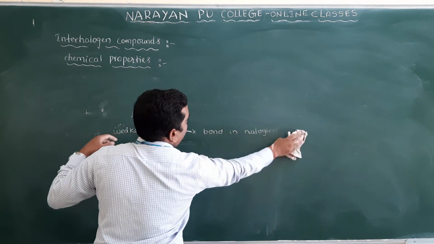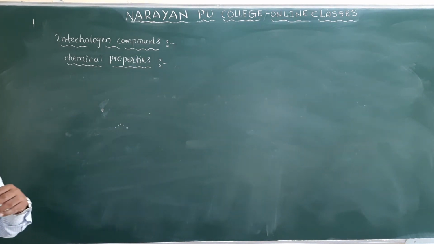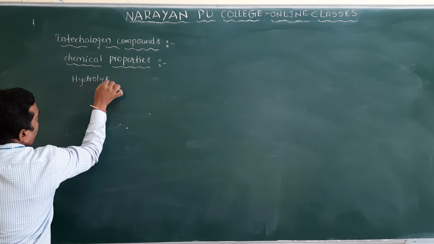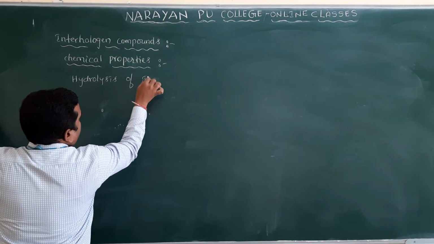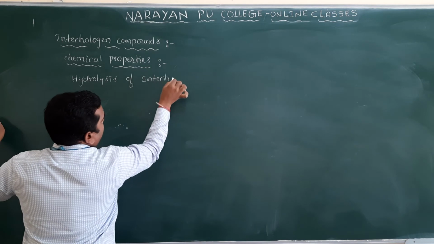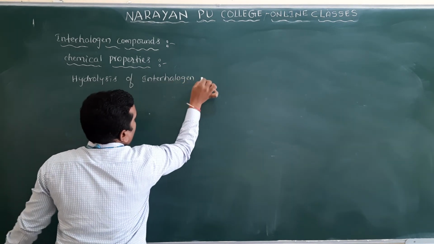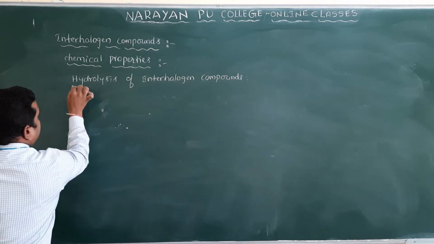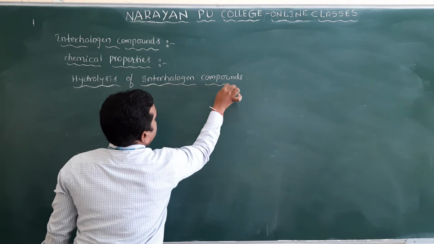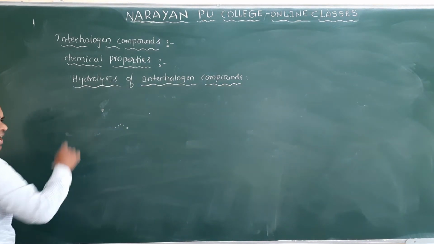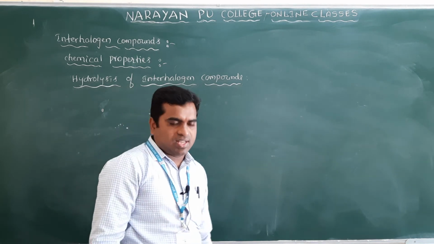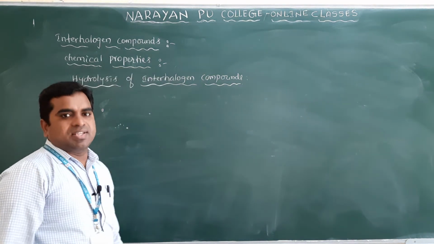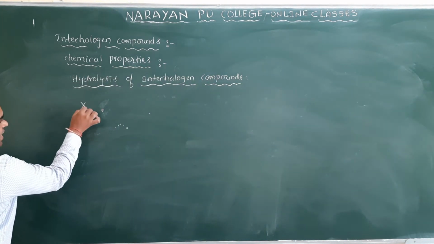Hydrolysis of interhalogen compounds. You have to do the hydrolysis. Clear? This is also important for competitive examinations. Suppose we have four types of interhalogen compounds: XX', XX'3, XX'5, XX'7. We will discuss them one by one. First of all, XX'.